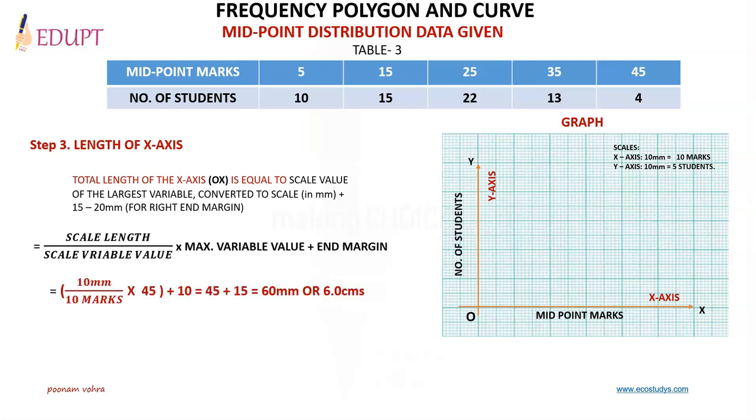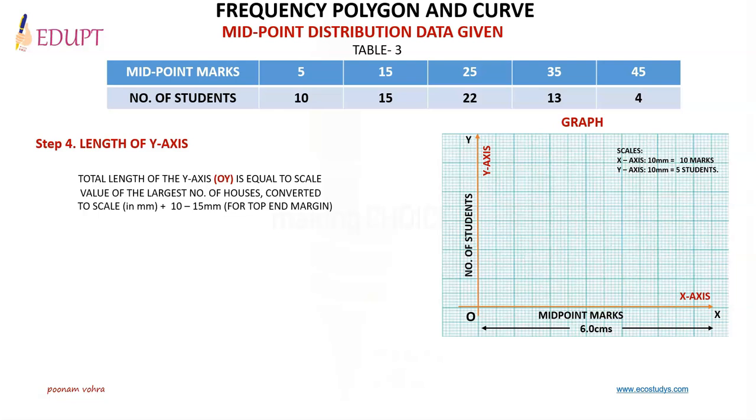So the formula that we have been using, and I'm sure all of you are aware of this, is scale length divided by scale variable value into maximum variable value plus end margin, where it is 10 millimeter divided by 10 marks into 45, which is the maximum variable value, plus 10, that's the margin. So it makes it 60 mm, or length of x-axis would be 6 centimeters.